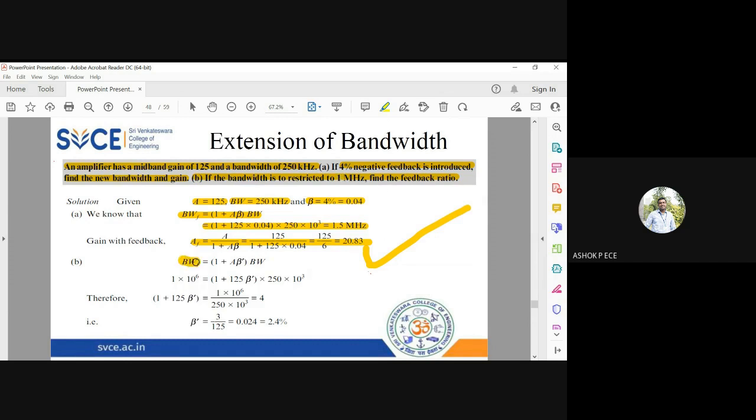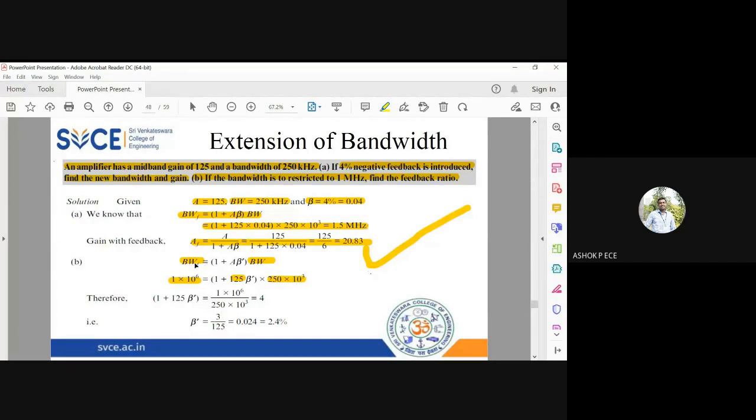So BWF is given to be 1 megahertz. BW is same, 250 kilohertz. A is also same, 125. We are going to find the new value of beta. I am representing it as beta dash. Clear? The same question. First, directly we were finding out the bandwidth with feedback and the gain with feedback. Now, reverse. For a particular bandwidth with feedback to be 1 megahertz, what should be my feedback factor beta? So it's the reverse type of question.